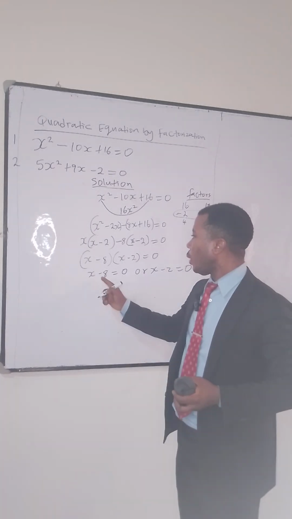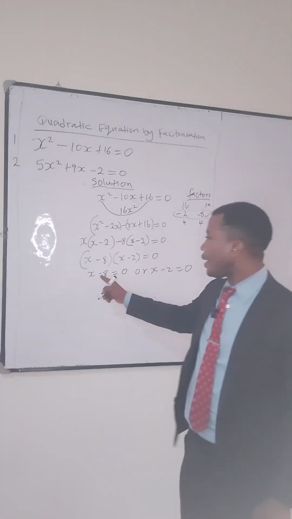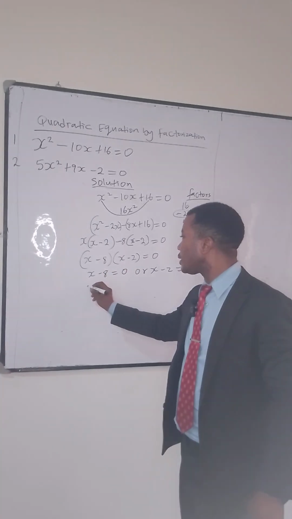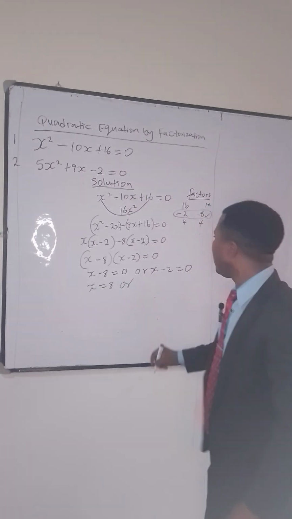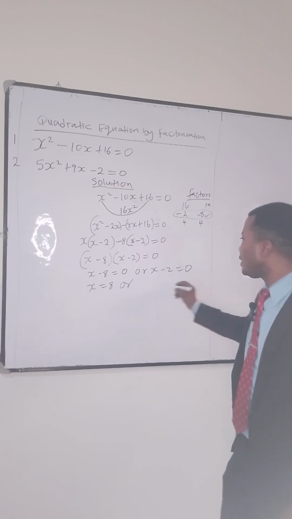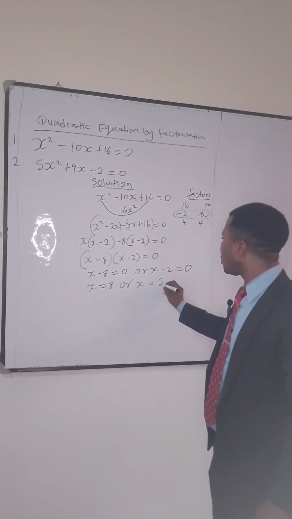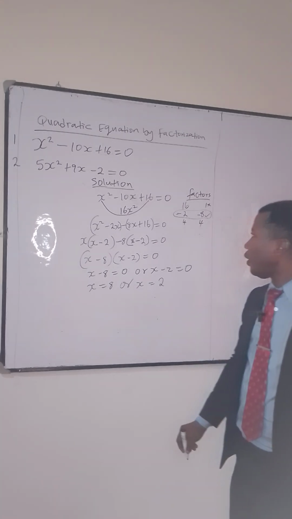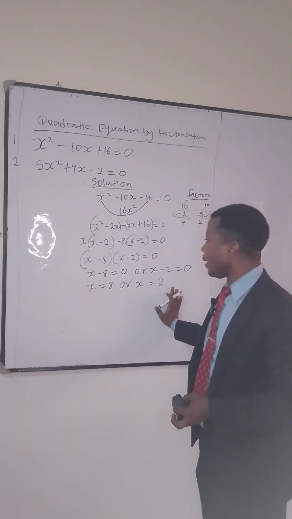Of course, we are going to move this minus 8 to this right hand side. This is minus, this is negative. Coming here becomes positive 8. Or the same thing here, this minus 2 comes to this side, it also becomes x is equal to what? Plus 2. Are you following? Okay, so this is what we are having here.